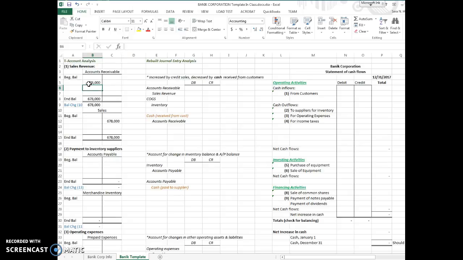Okay, so now I have included not only an income statement account, but now I've pulled in a balance sheet account. So it's important that I recreate that entire balance sheet account. So I'm going to go to my balance sheet and I'm going to see what was the beginning balance of my accounts receivable account. So the beginning balance I can see in 2016 was $51,000. So I'm going to go ahead and fill that in.